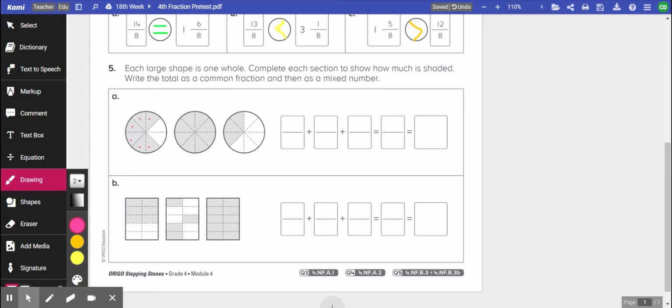So here I see 1, 2, 3, 4, 5, 6 pieces are shaded out of 8 total. So that's 6/8 of it is shaded. This one I see all of them are shaded. 1, 2, 3, 4, 5, 6, 7, 8. That's a whole, or 8 out of 8. Now, do not simplify these, because in order to add them, which notice you're going to add them together to find the improper fraction, they have to have the same denominator.